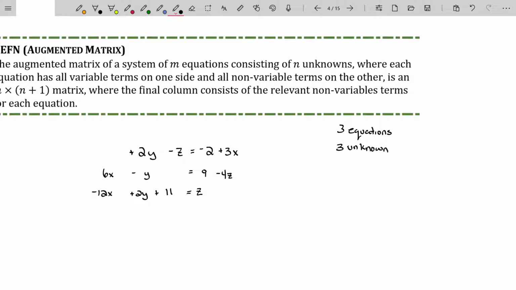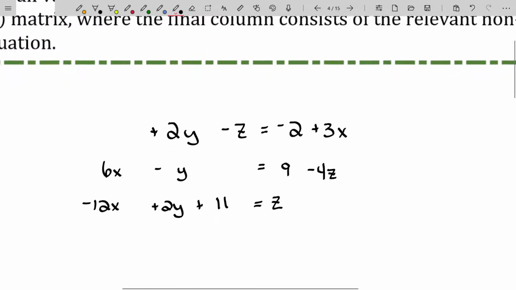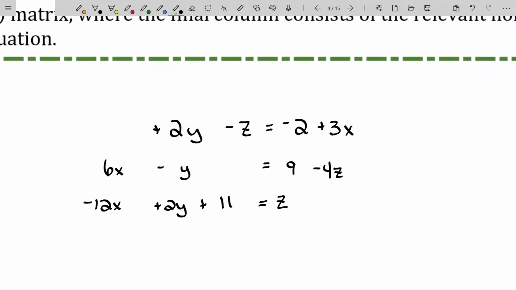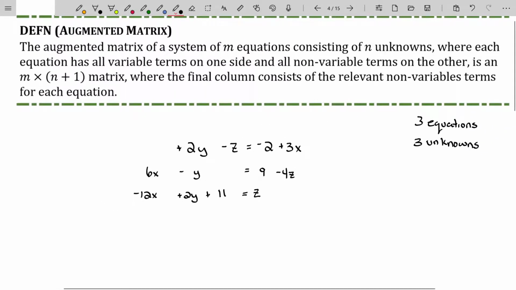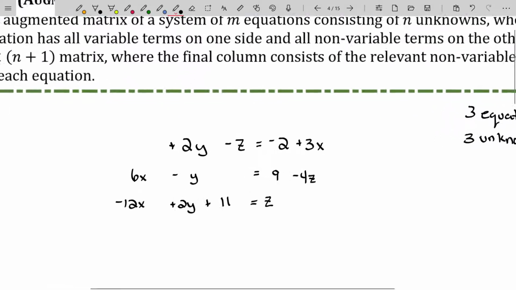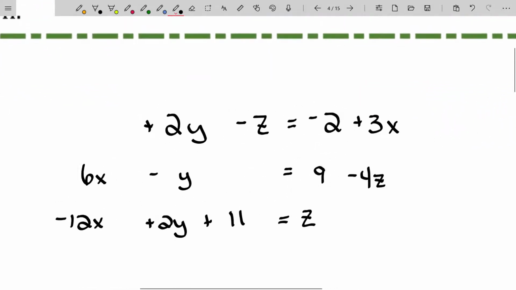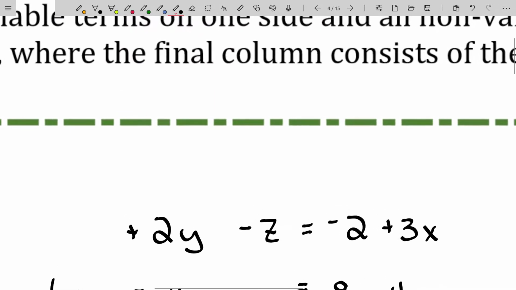Now, these equations are not written in a way that works well with a matrix right now, and according to the definition, we are told that all variable terms should be on one side, and all constants or non-variable terms should be on the other for each equation in this system. So if you look at that very first equation, unfortunately there's a variable term on one side that should be moved to the other side.